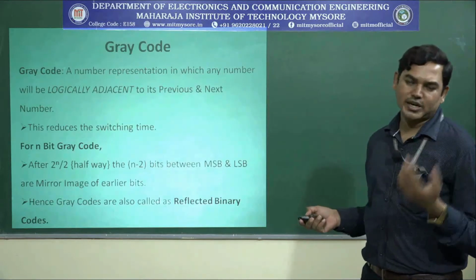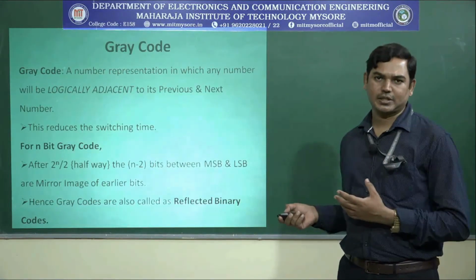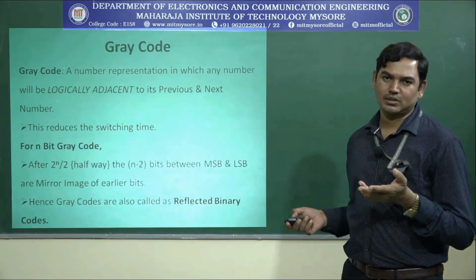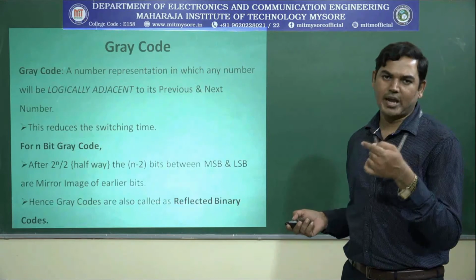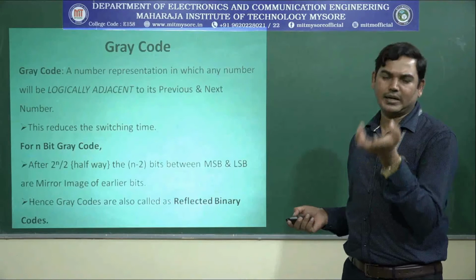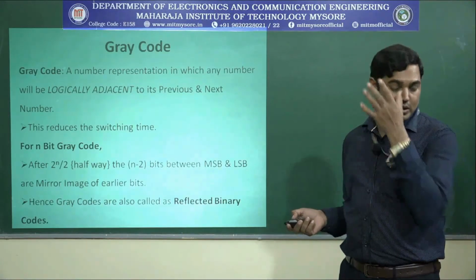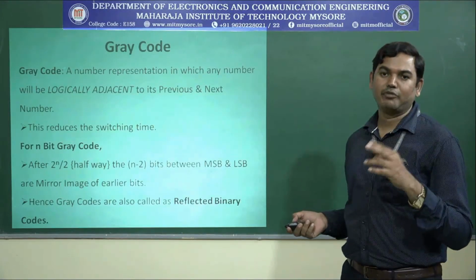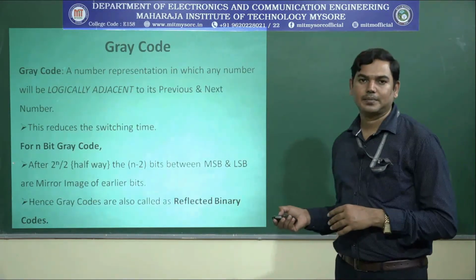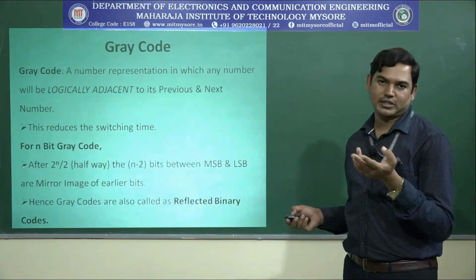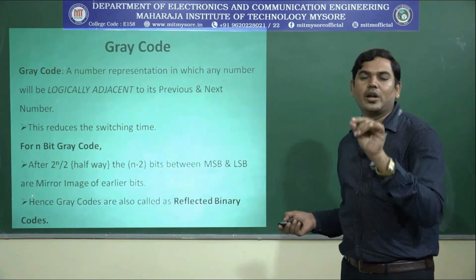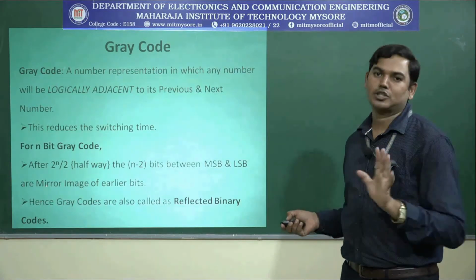So, if you go back, you can check with the binary number representation. There, this does not hold good for all the numbers. If you check the binary code for 11, compare it with the previous number 10 and the next number 12, they may not be logically adjacent. There may be a variation in more than one bit. Whereas in gray code that does not happen. Every number will be logically adjacent to its previous as well as the next number. So, if I want to generate the next number, only one bit needs to be changed.